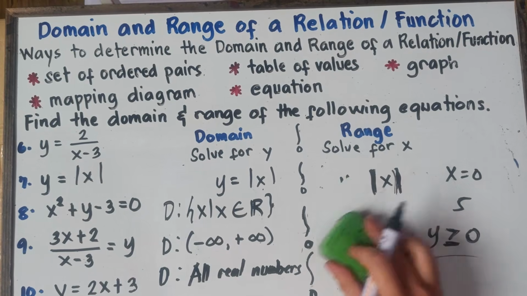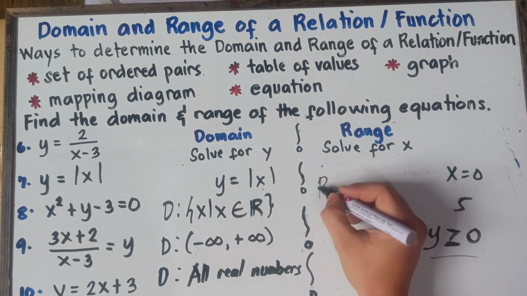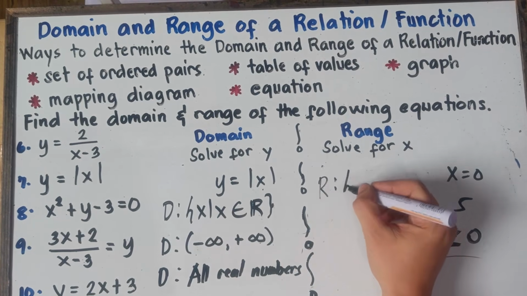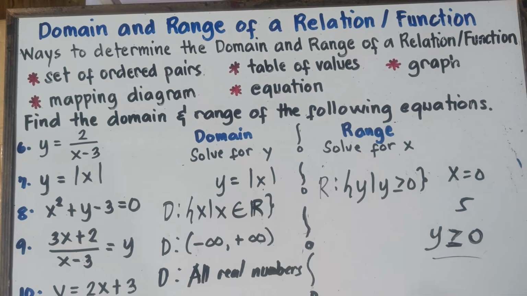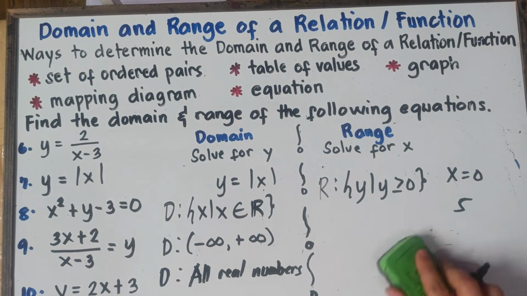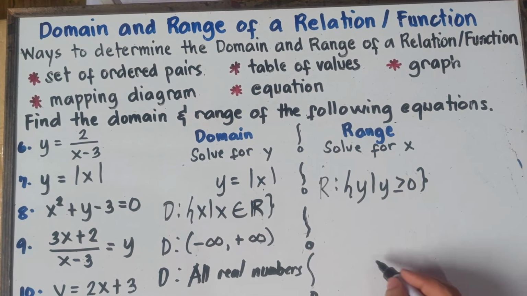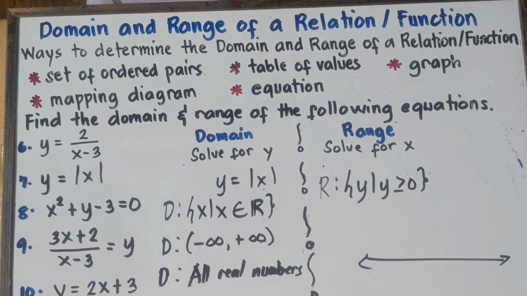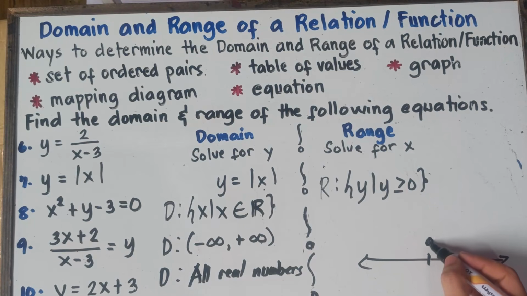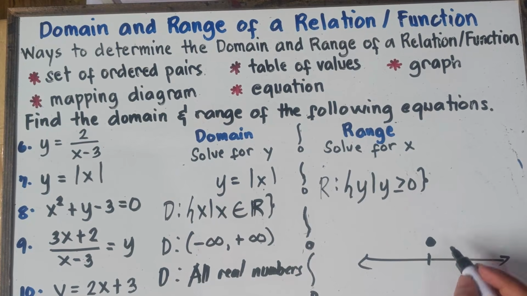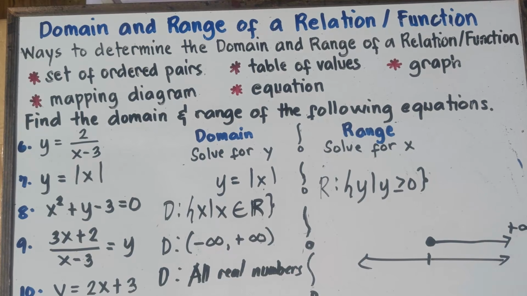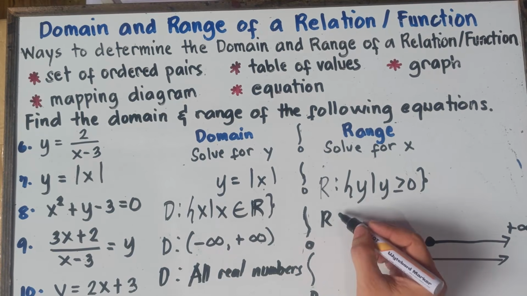Therefore, we can say that the range is the set of all y such that y is greater than or equal to 0. For interval notation, you can have this one. Greater than or equal to 0, so 0 is included, and you will be using a closed circle, and then an arrow going to the right up to positive infinity.